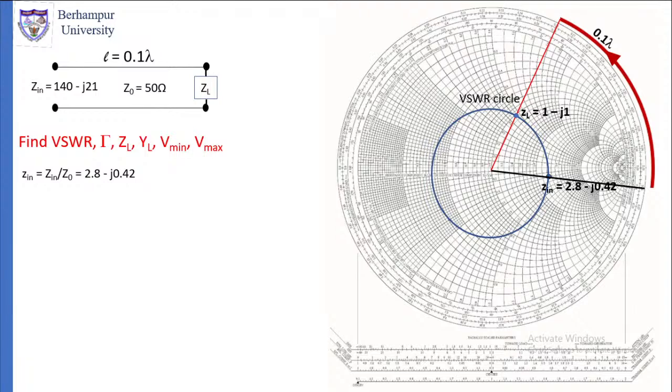Once we know the normalized ZL, we can find ZL by multiplying that with 50 ohm. So it will be 50 times (1 plus j1), which is 50 plus j50 ohm. So the load impedance will be 50 plus j50.